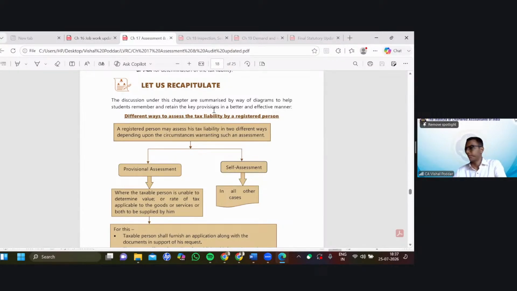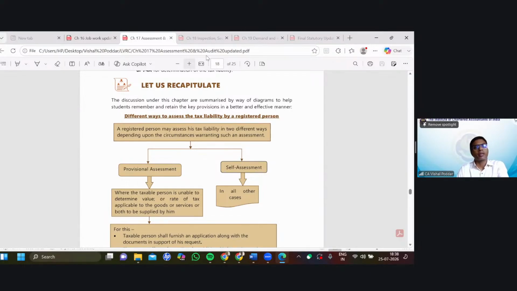Let us move on. Now, students, we come to an important topic, that is assessment. Now, firstly, what is assessment?